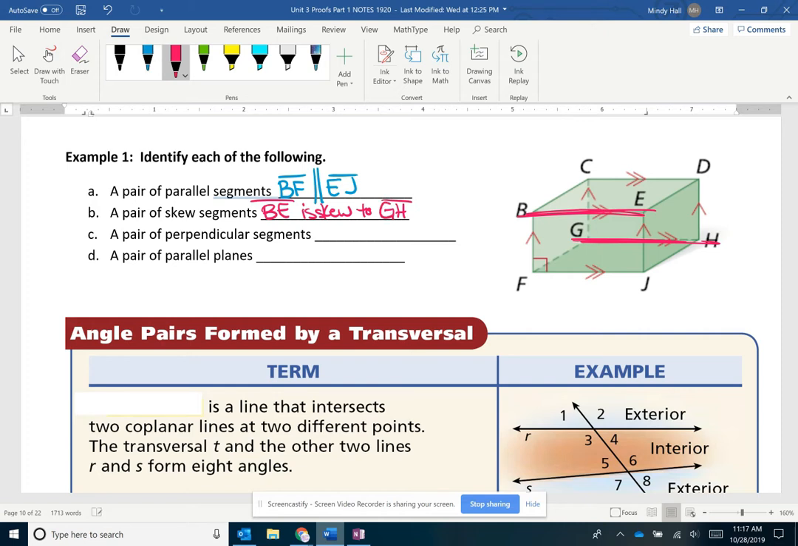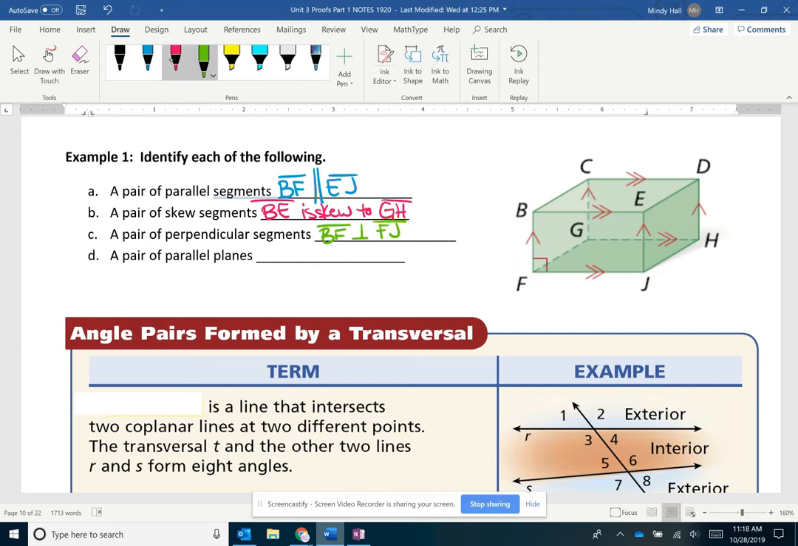So then a pair of perpendicular segments, remember in geometry, you can never, ever, ever assume. With those perpendicular segments, you need to find that 90-degree angle mark. So that's going to be BF is perpendicular to FJ.